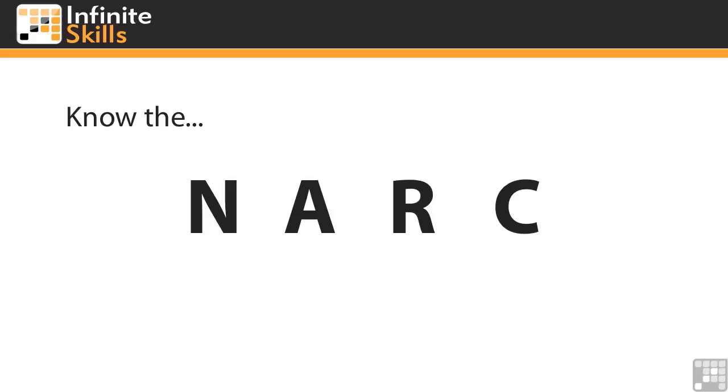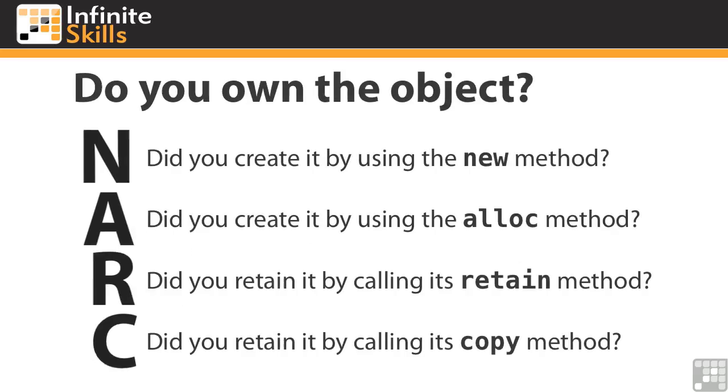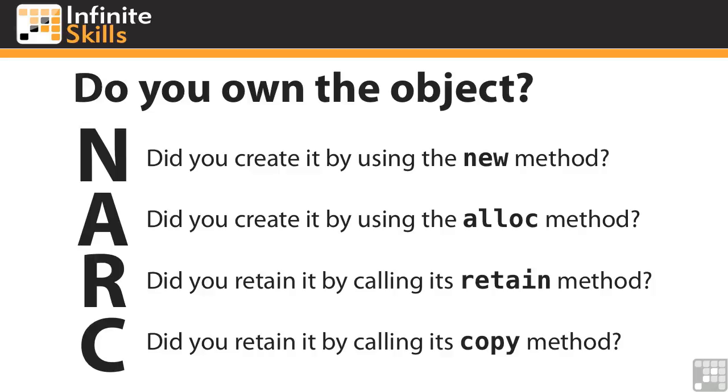There's a handy acronym to remember called NARC. And NARC stands for New, Alloc, Retain, Copy. So you become the owner of an object if you created it by calling its new method. Likewise, you're also the object owner if you allocated a new object. So in the examples we've seen so far where we did alloc init, we called the alloc method, so we own that object. Alternatively, you might own an object by calling its retain method. You're saying you want to keep an instance of this object around, so you explicitly retain it. Or you may become the owner by calling its copy method. This is very similar to calling a retain method on an object, but with slightly different semantics.